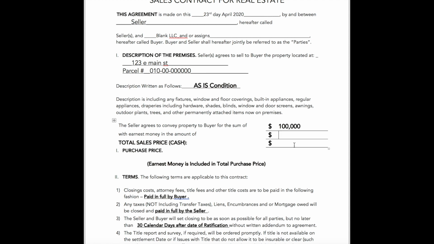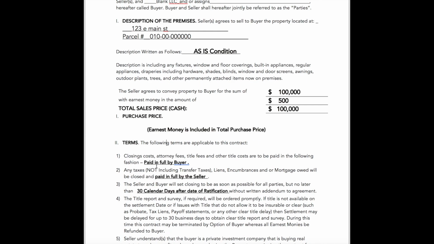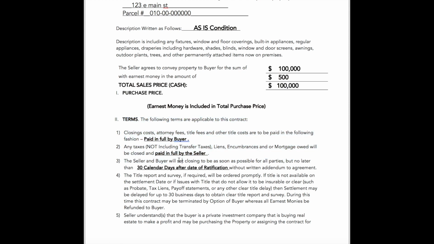If you do not abide by the agreement and do not close, then that is something the seller gets to keep for wasting their time. And again, we're going to get into what those mean. We usually put $500 to $1,000. I know some people who put $100 and I know some people who put $3,000. And then the total price is still $100,000, and that is part of the $100,000. Right here, it states that earnest money is included in total purchase price. So then the terms and conditions.